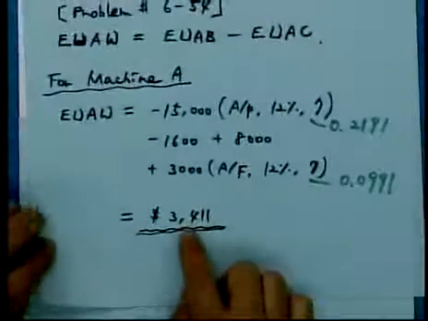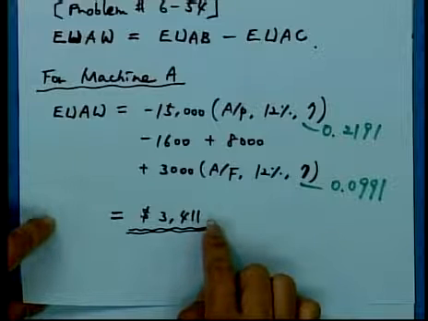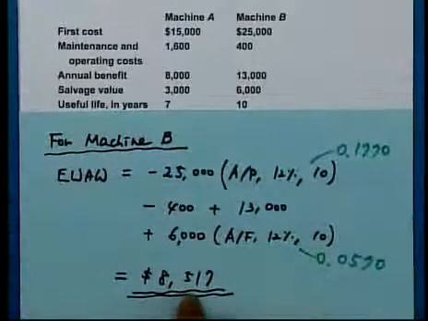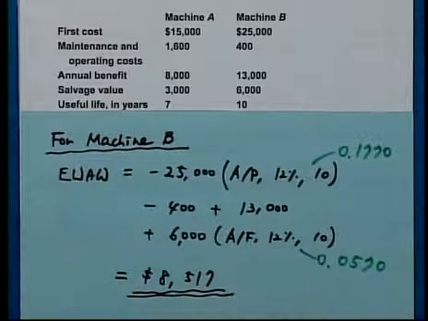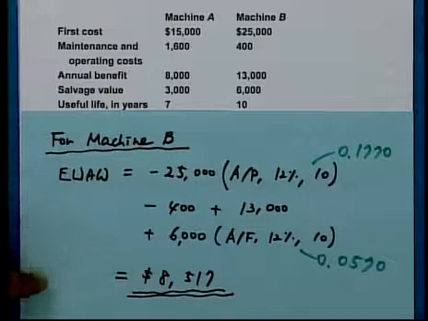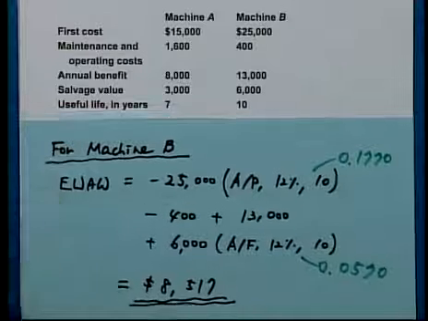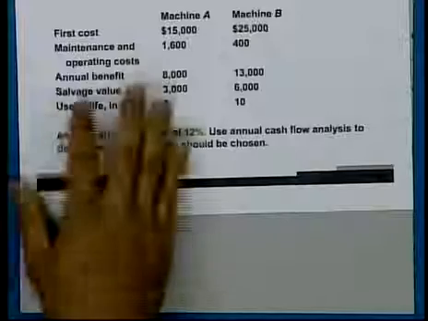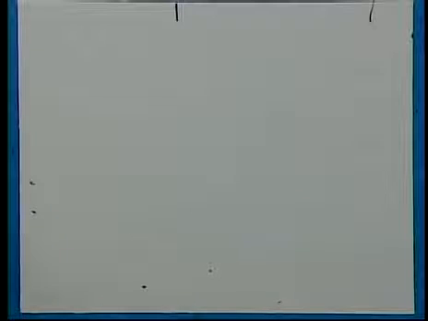So what is your suggestion? We've got $3,411. That is the equivalent uniform annual worth if you choose machine A, and $8,517 if you choose machine B. Obviously, you should choose machine B to maximize the equivalent uniform annual worth. Okay? Okay, so that is problem 6-54.